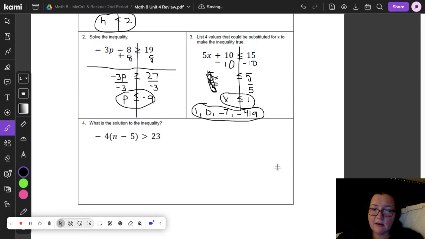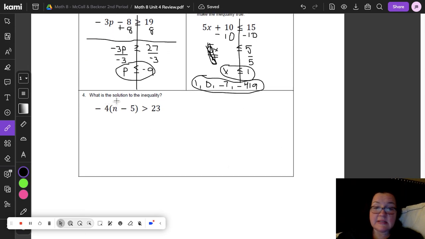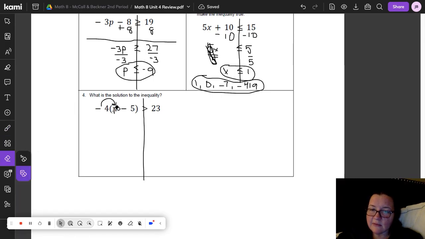Number 4 says, what is the solution to this inequality? Looking at this inequality, it says -4 times n minus 5 is greater than 23. I'm going to draw my line down and do my first step, which is to get rid of those parentheses. To get rid of them, I have to distribute. We're going to take that -4 times, remember that has the invisible 1.